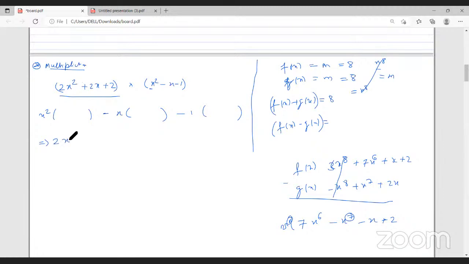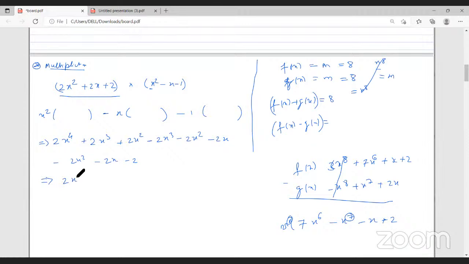2x to the power 4, plus 2x cube, plus 2x square, minus 2x cube, minus 2x square, minus 2x, minus 2x square, plus 2x, minus 2. Minus 1 is there, right? It will be minus 2.